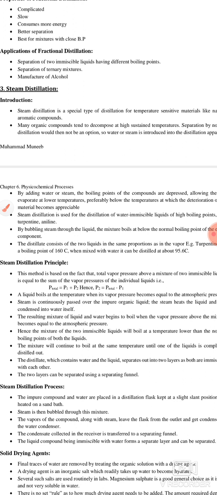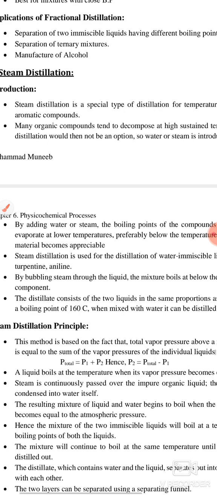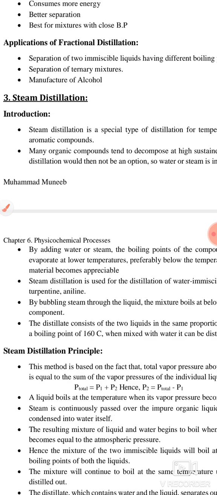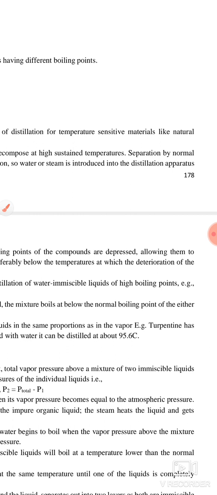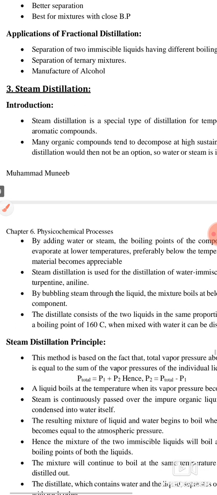steam distillation. It is quite similar to both of the above distillations, but as the name indicates, there is some modification. And what is this modification? Let's see it. First we discuss the introduction. Steam distillation is a type of distillation for temperature-sensitive material. We have various compounds which are temperature sensitive, and the most temperature-sensitive materials are aromatic compounds, which undergo decomposition due to high temperature.